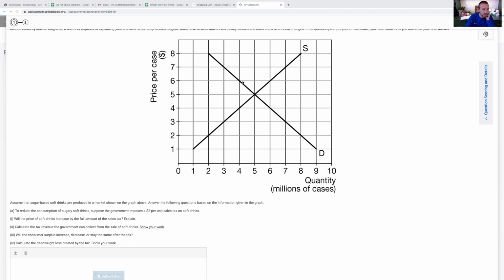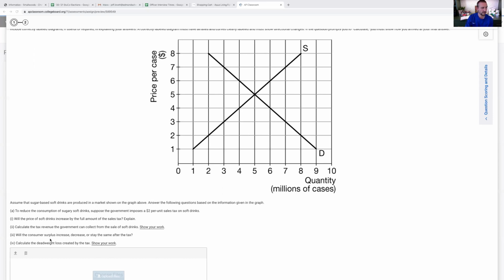Okay, number A2. Calculate the tax revenue the government can collect from the sale of the soft drinks. So it's going to be the $2 tax times the quantity. So $2, the new quantity at your equilibrium is 4 million cases. And so it would be $8 million. Okay, so $8 million bucks.